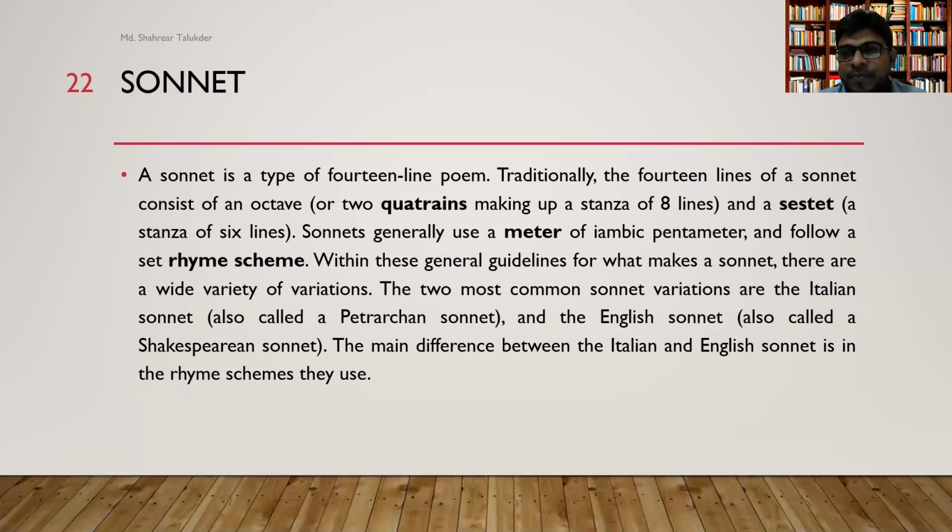The main difference between the Italian and English sonnet is in the rhyme scheme. Rhyme means the rhyme that we see at the end of the lines, the rhyming pattern. We have lots of examples here, so with the help of examples, we'll try to understand it.